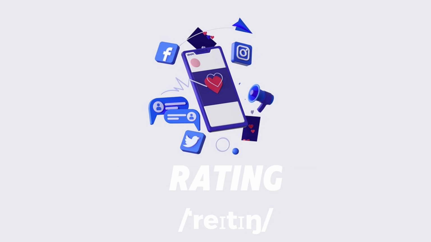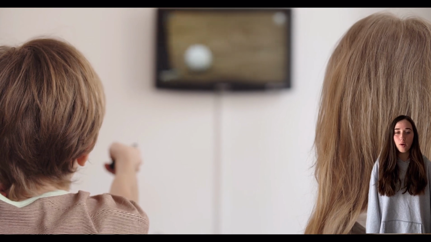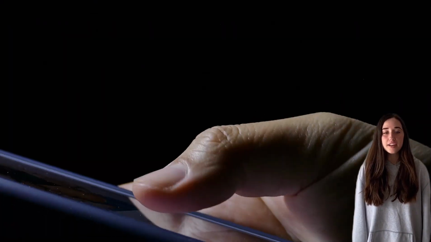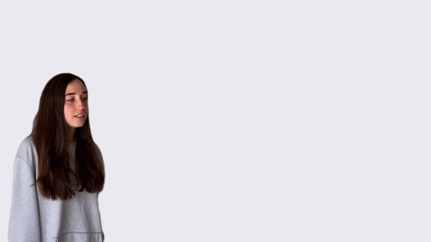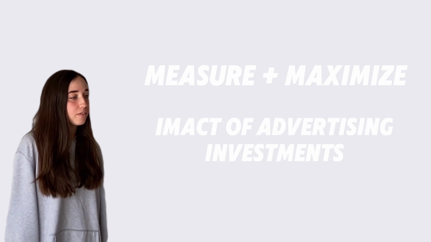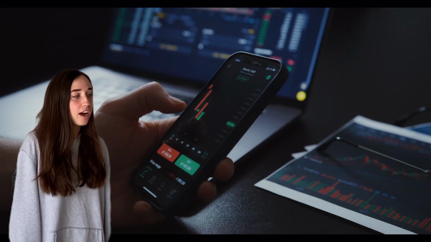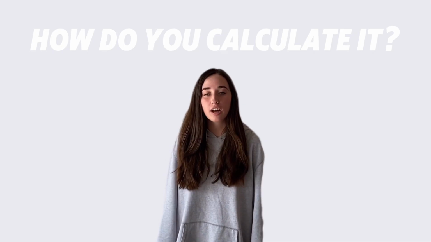What is rating? Rating shows the percentage of people who watch or listen to a program or ad at a specific time. It indicates how popular or well received the content is. Ratings are essential for advertisers to measure and maximize the impact of their advertising investments, providing quantitative assessments of a content's reach. So how do you calculate it?